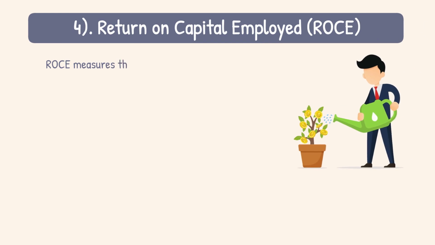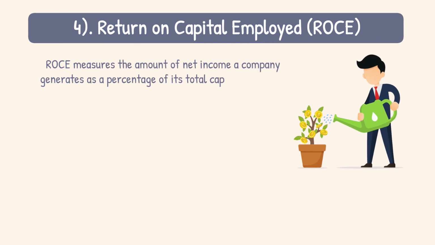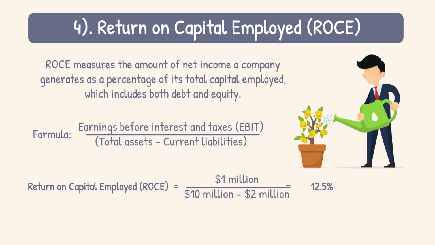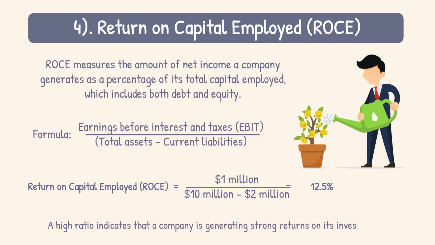Return on capital employed, ROCE. This ratio measures the amount of net income a company generates as a percentage of its total capital employed, which includes both debt and equity. For example, if George Burger Joint has a net income of $1 million, total assets of $10 million, and current liabilities of $2 million, then the ROCE would be 12.5%, $1 million/($10 million minus $2 million). A high ROCE indicates that a company is generating strong returns on its investments.